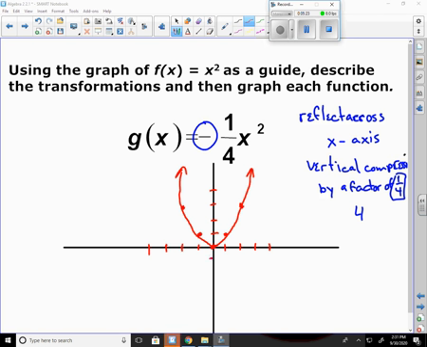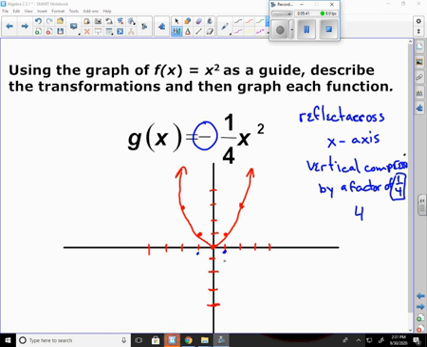This new one, because we're talking about a vertical compression, it's now flipping over the x-axis, as we said. Vertical compression by 4 means that this point where it would be at 1 is now only going to be at 1/4.